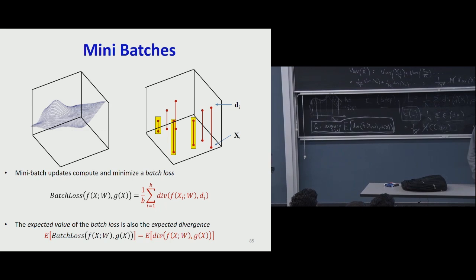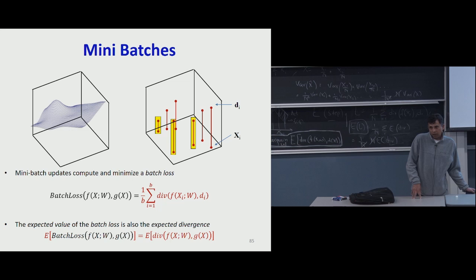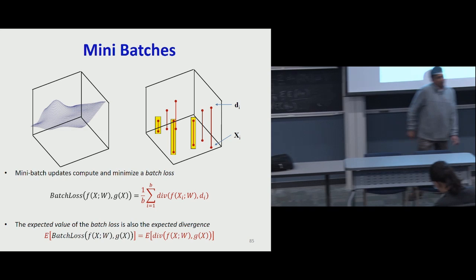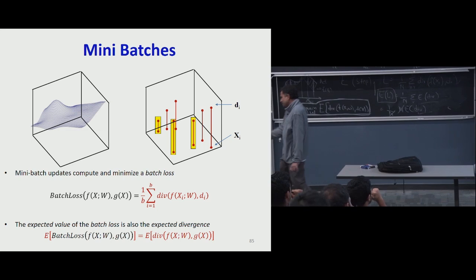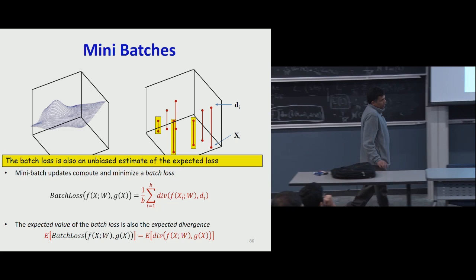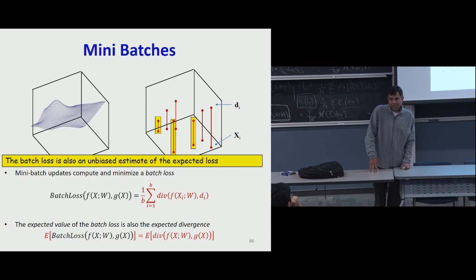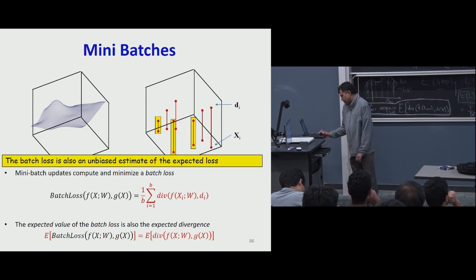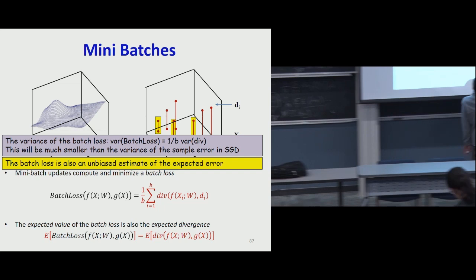Now, the batch loss for mini batches is going to be the average of the divergences across the mini batch, right? What is the expected value of this batch loss? The expected value of the batch loss is still, you know, the B's cancel out. It's still going to be the expected value of the divergence itself. So as a result, the batch loss is an unbiased estimate of the actual objective that you're trying to minimize. This holds true for stochastic gradient, mini batches, and full batch updates. The kicker is in the variance. The variance of this loss is going to be the variance of the divergence divided by B, which is the mini batch size.